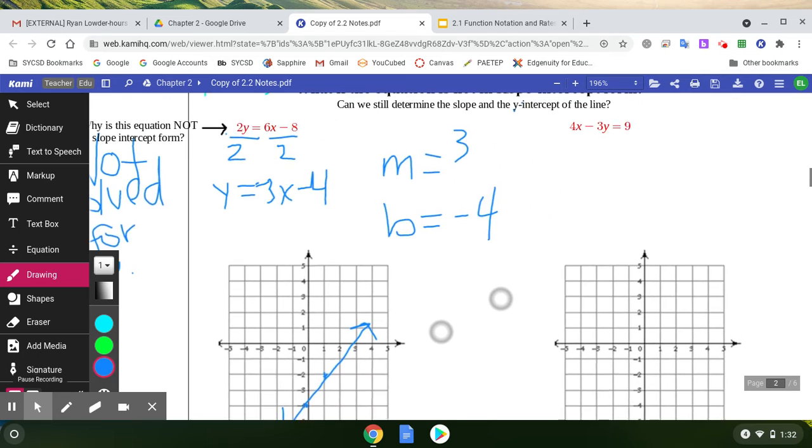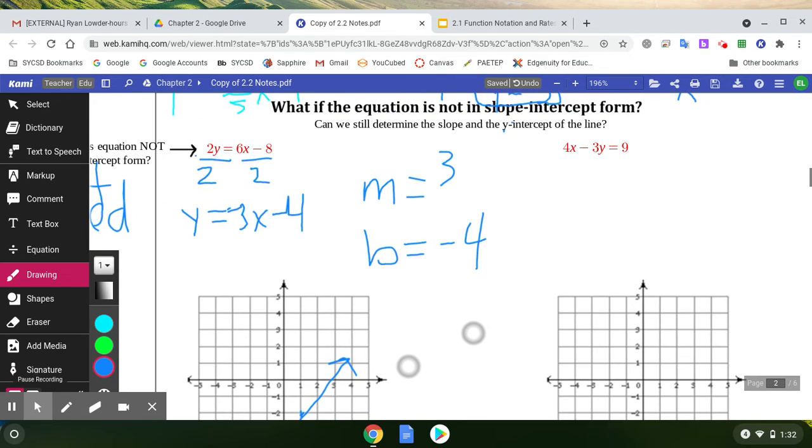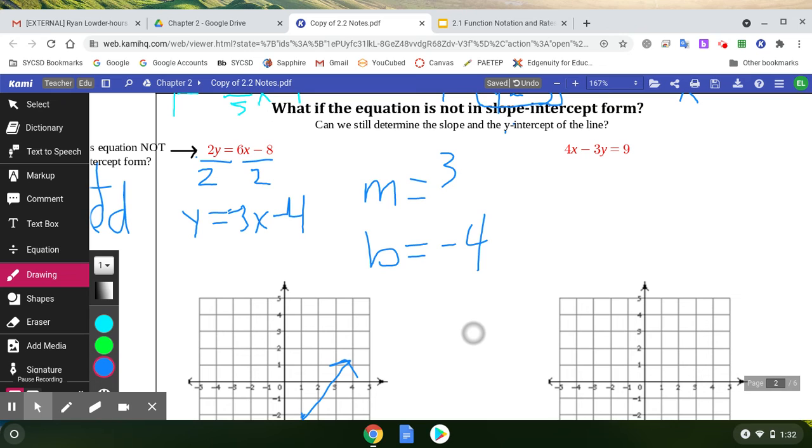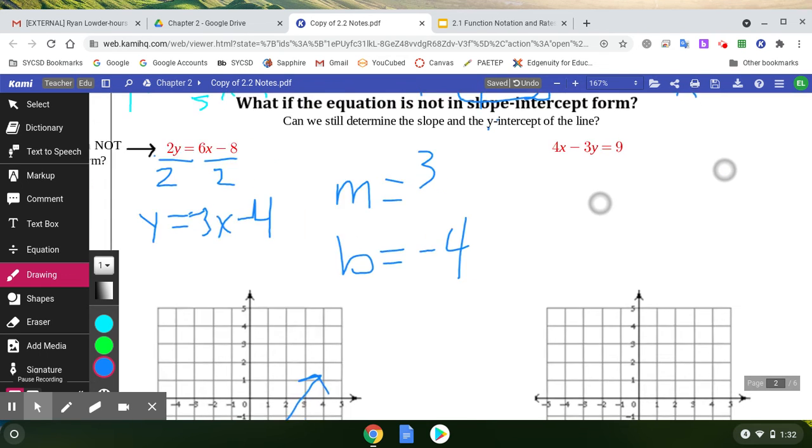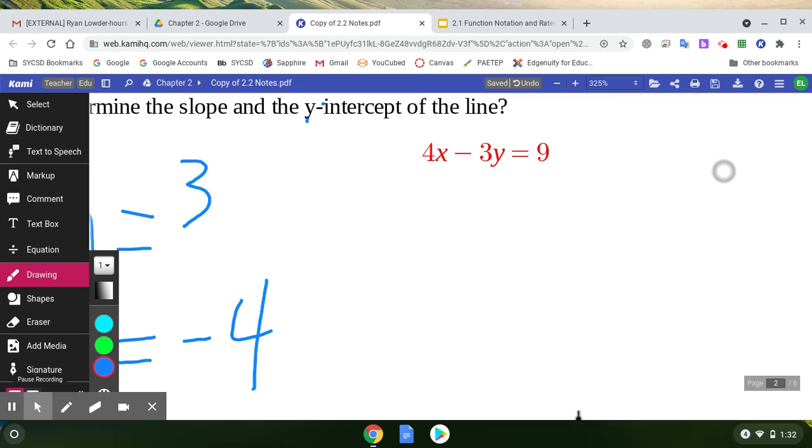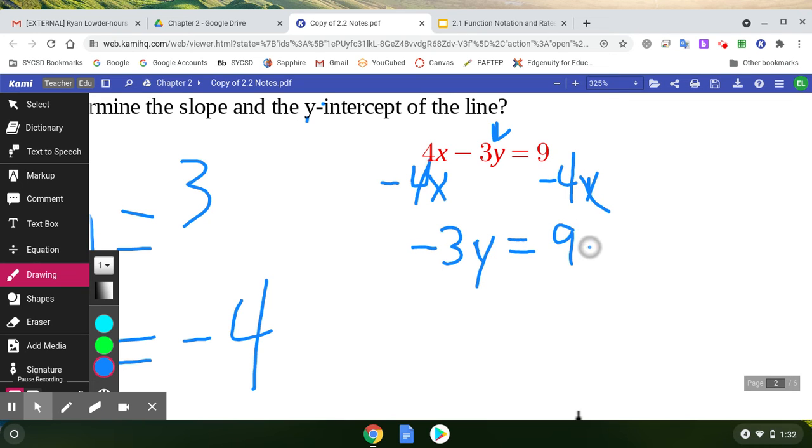Notice the second equation is even crazier. Both x and y are on the same side. Now, we'll learn a little bit later that this is actually called standard form, but we still want to think about what the equation would look like in slope-intercept form. So once again, we have to solve for the variable y. To do that, we'd start by subtracting 4x from both sides. That simplifies to -3y equals 9 minus 4x.